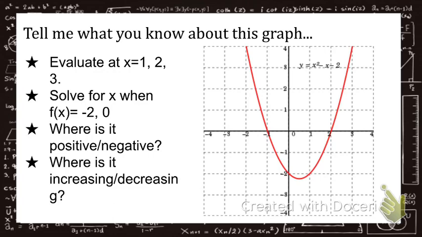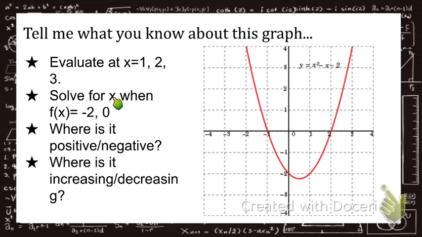This one was not in your summer homework, but I want you guys to make sure that you know how to read graphs and how to evaluate different things on graphs. So it says evaluate at x equals 1, 2, and 3. If I evaluate at 1, looking at the graph, at 1 this function is equal to negative 2. At 2 it's equal to 0. At 3 it's equal to 4. So that's all I mean when I say evaluate.